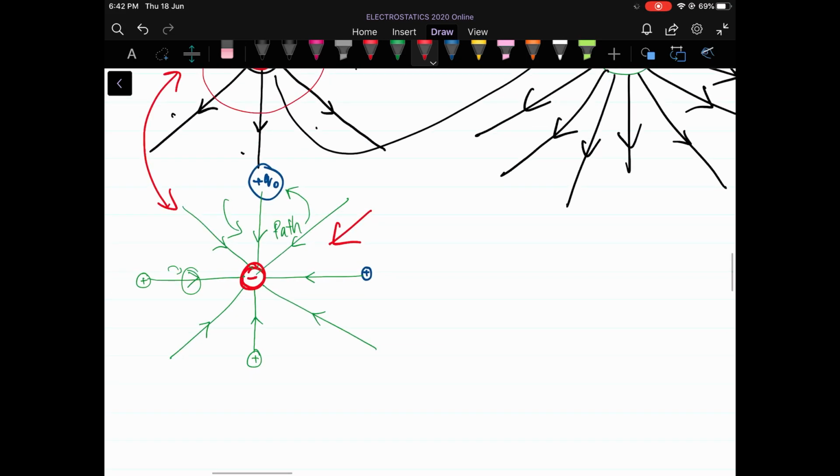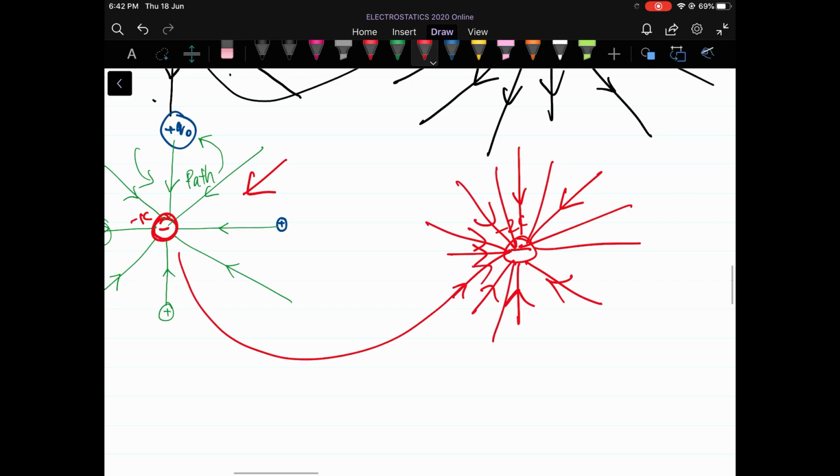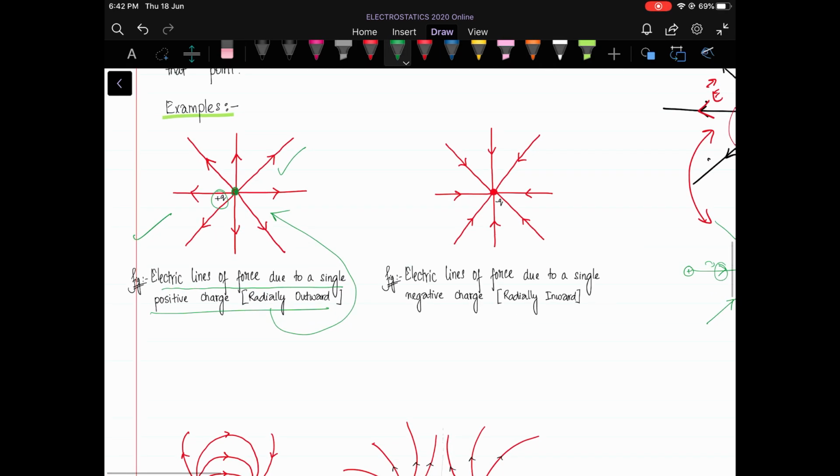And again, suppose I compare two cases where we have 1 coulomb of negative charge and, let's say, minus 2 coulombs of another negative charge. You can imagine that we have to draw this time not 8 lines, but 16 lines, all radially inward. So here we have that case. The electric field lines drawn for a negative source charge should all be radially inward in direction.